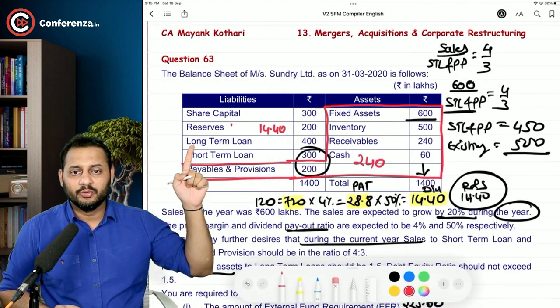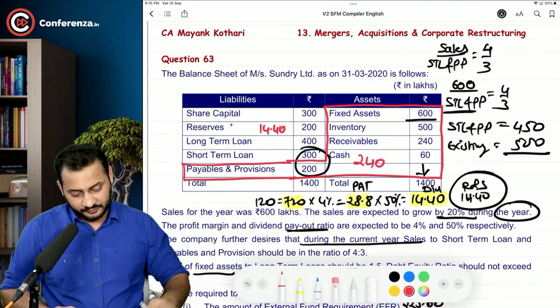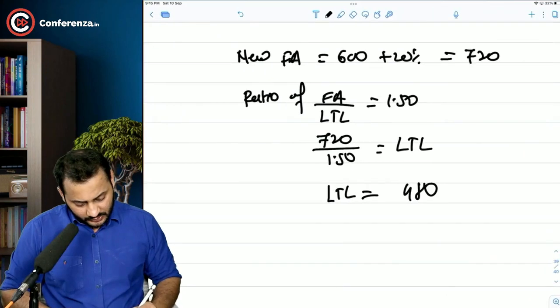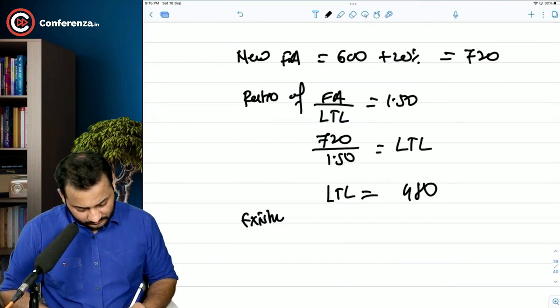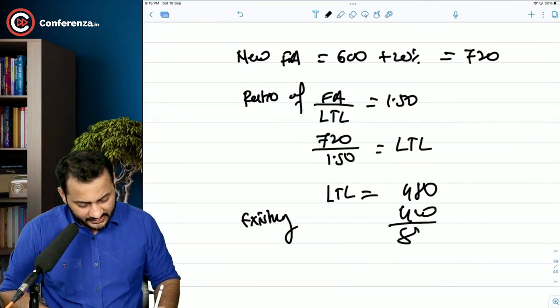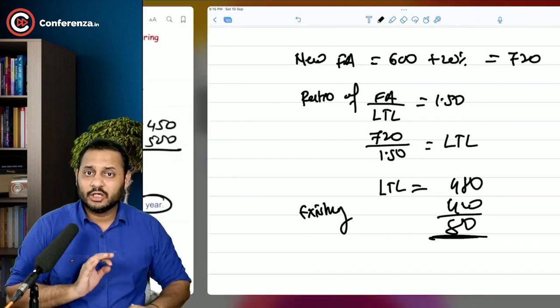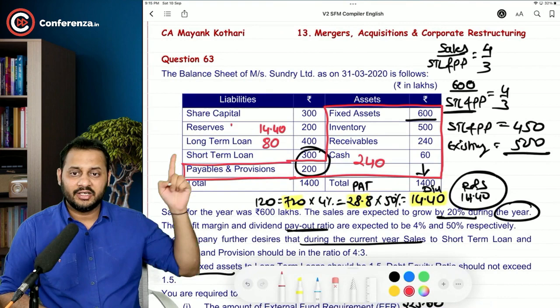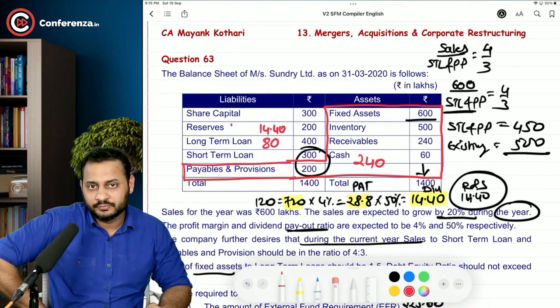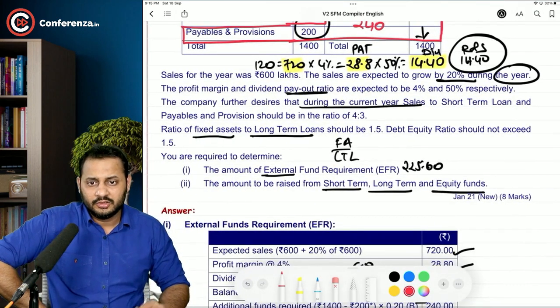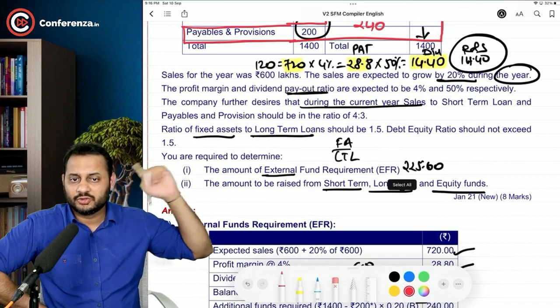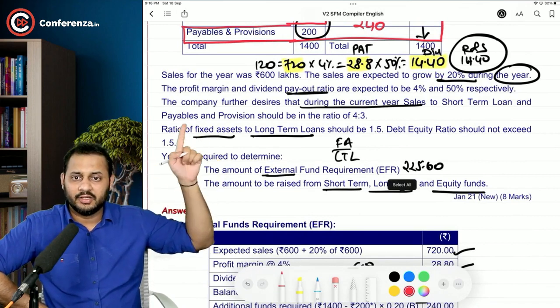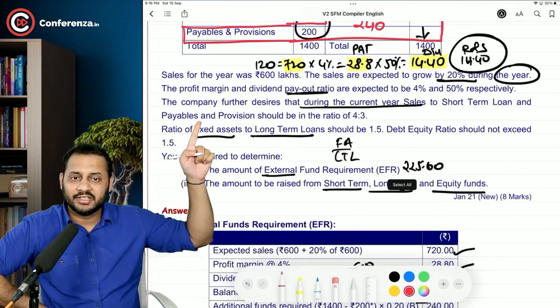Right now the long-term loan is 400 only. See, existing loan is 400 only. That means 80 lakhs of the extra long-term loan can be raised. So we now will contribute 80 lakhs from the long-term loan. Okay, that's cool. Ratio of the fixed assets to long-term loan should be 1.5. Yeah, this ratio, do you understand this ratio?